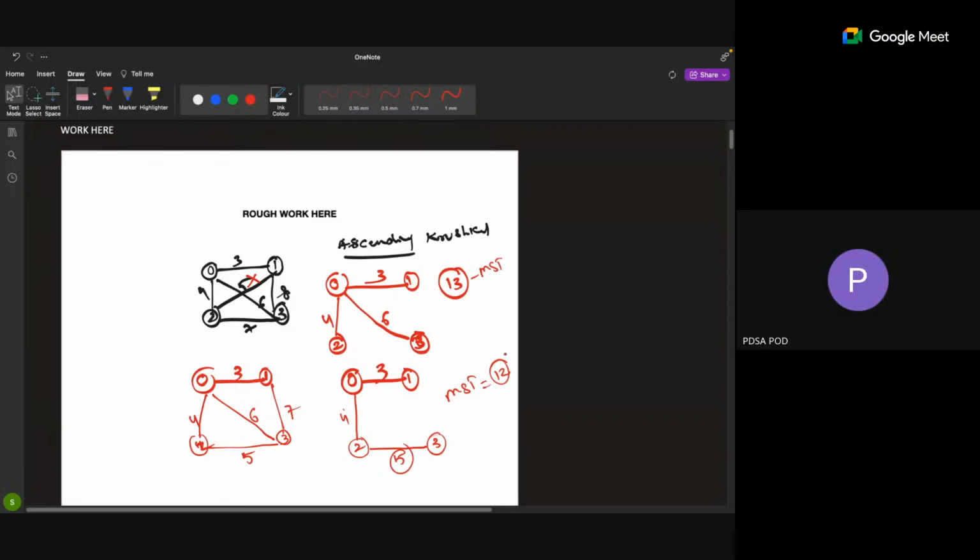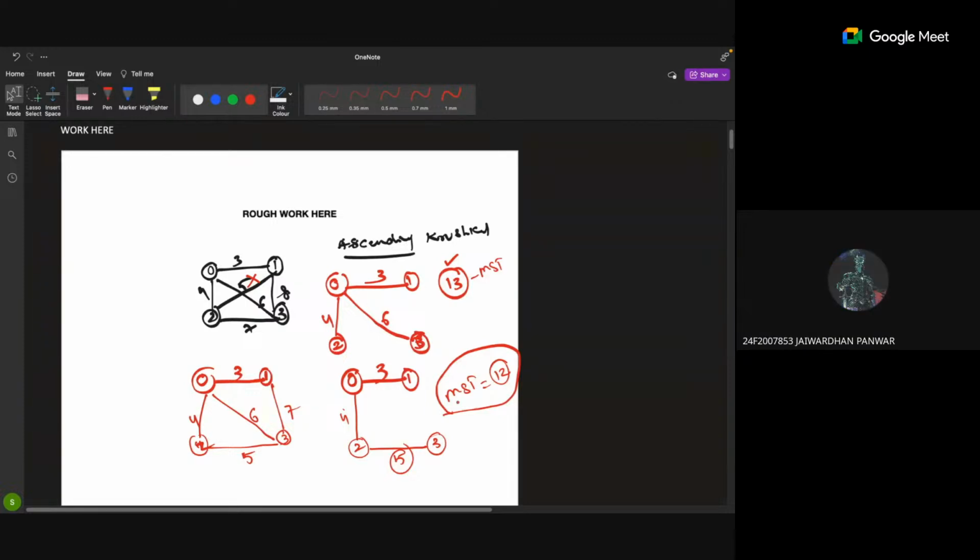So what they ask is the maximum possible value of the minimum cost spanning tree. Hope you understand. The maximum possible value of the minimum cost spanning tree is this. We don't get a spanning tree more than this value. If they ask directly for the minimum cost spanning tree, 12 is the right answer. Clear?